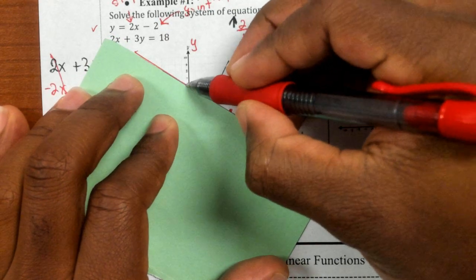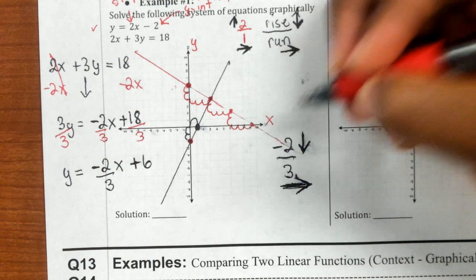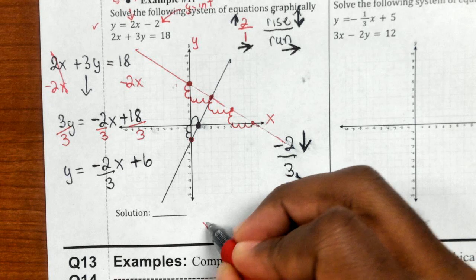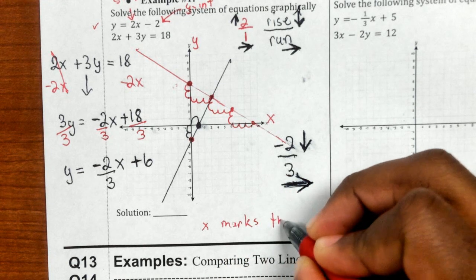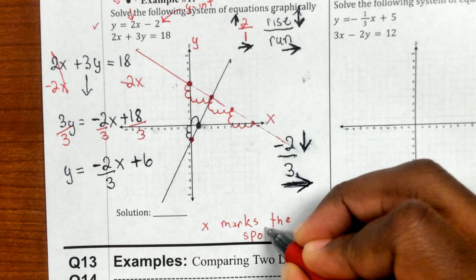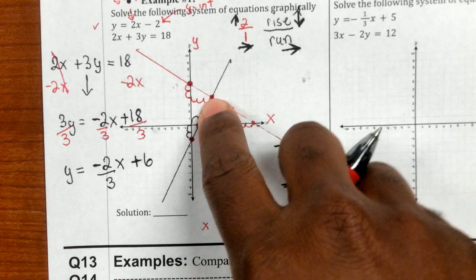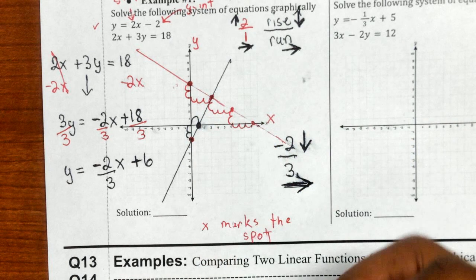Okay, so now we need to identify the solution, and the solution I normally say X marks the spot. That's what I normally say. X marks the spot. Okay, so essentially wherever they cross, wherever they intersect, wherever you see that middle point in between them is your solution.